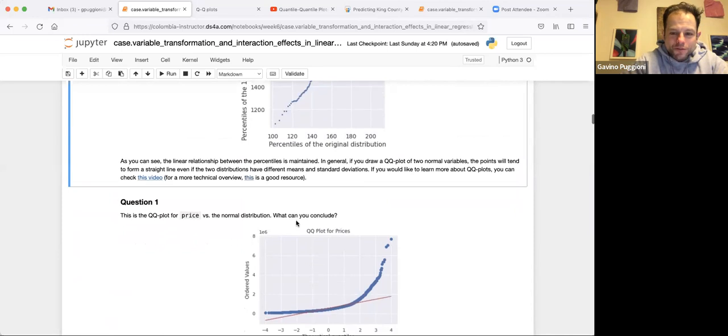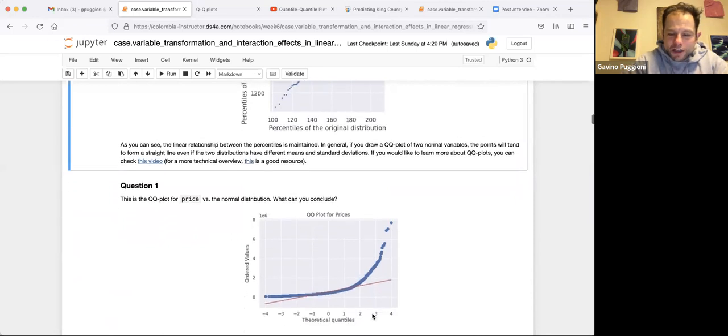This is what we have. These are the quantiles of a normal. If you take a standard normal, you will see that the distribution has a lot of mass around 0, and then it tends to decrease, right? And when it reaches -3 or +3, the density is almost 0. And let's look at the quantiles of the prices. Does it follow the red line? No, right?